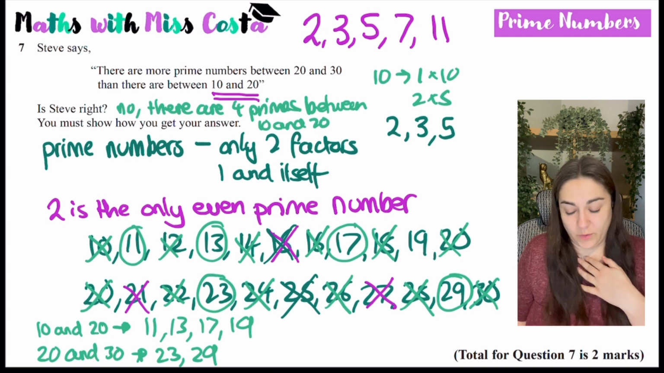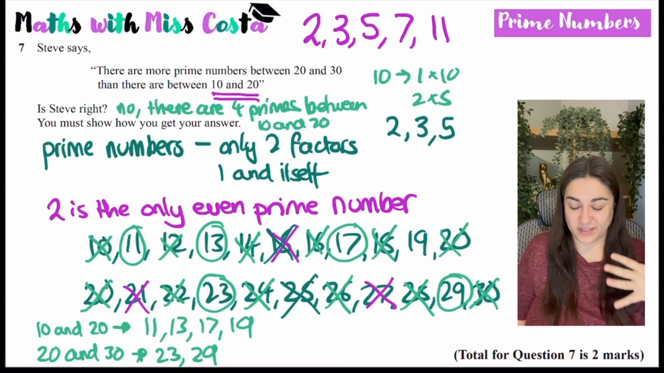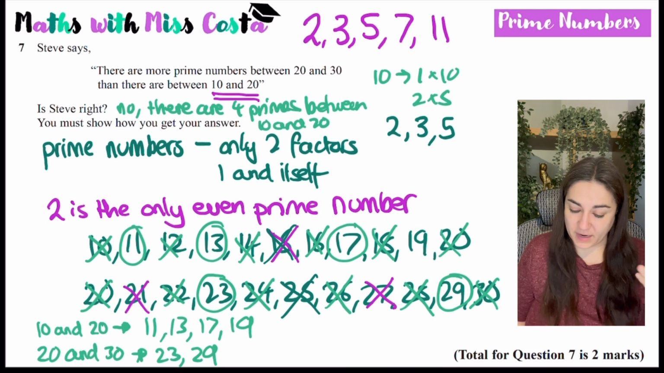You also might want to, if it's a larger set of numbers you're having to choose the primes between, see if it's divisible by 7. And that's how you can check your prime numbers, really.